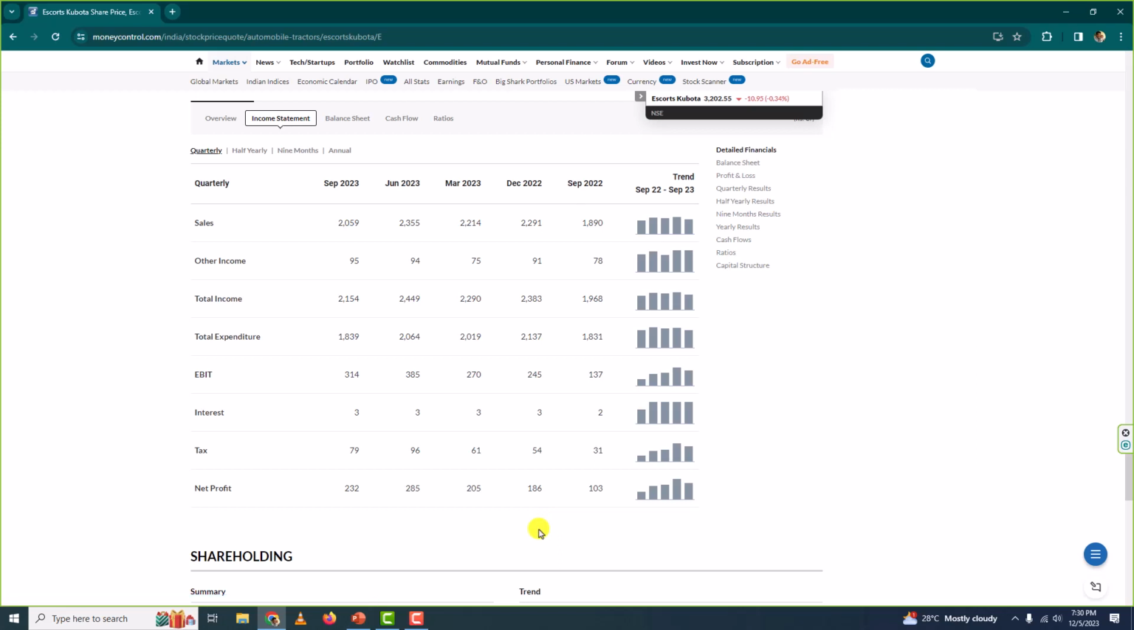I think this is enough for this video. You have to remember that the main thing that we look for in the income statement or profit and loss statement is the net profit. And what do we want? We want the net profit to increase year by year.